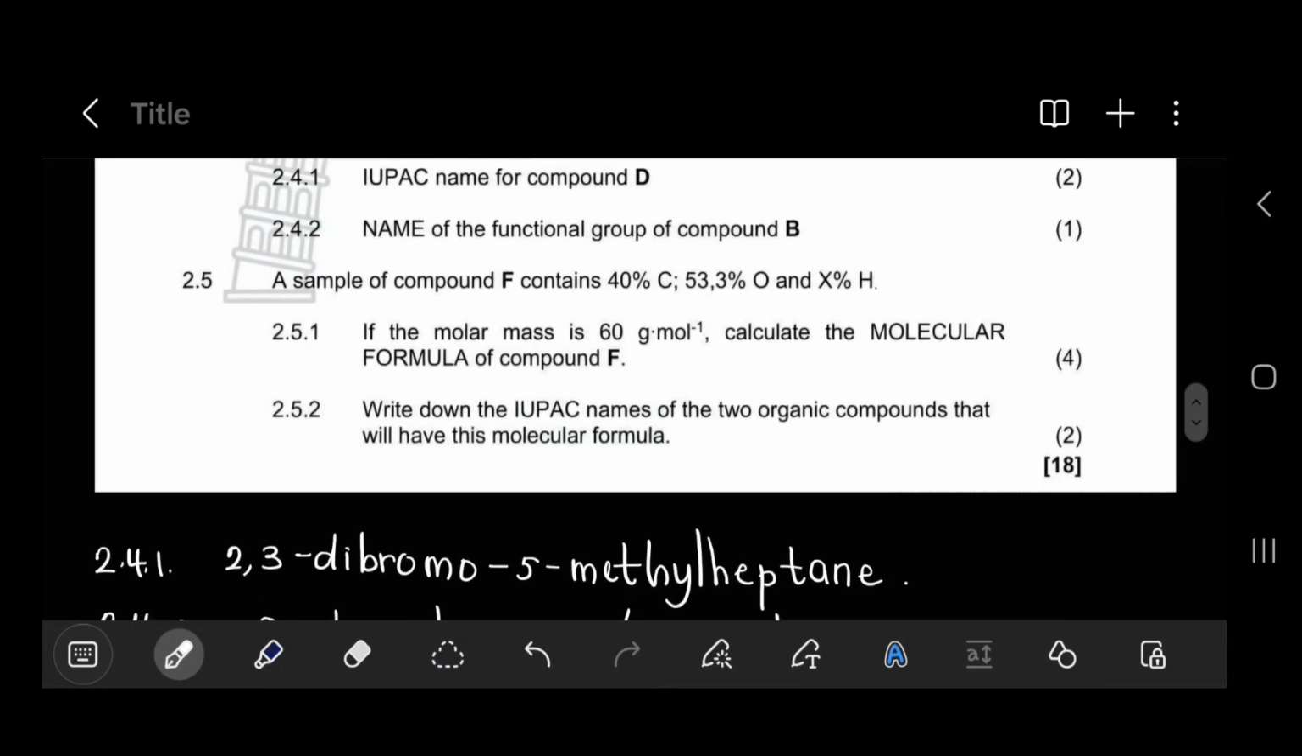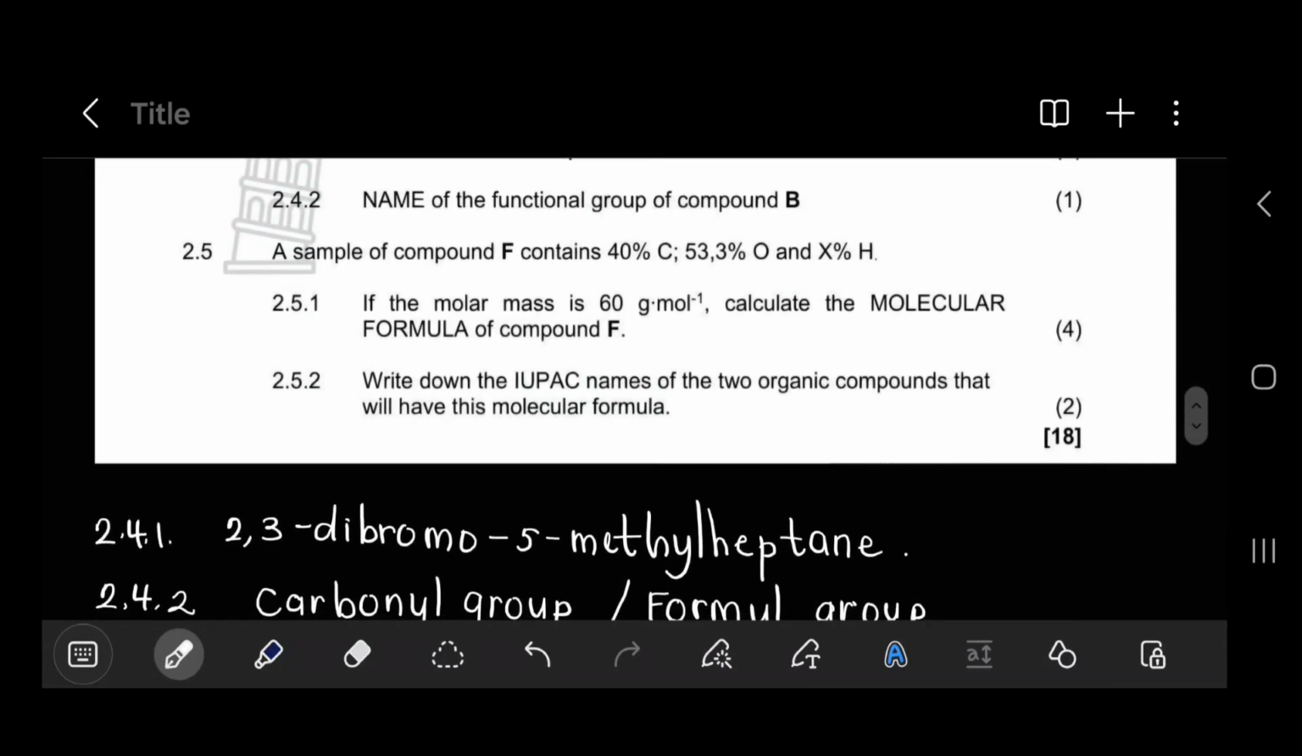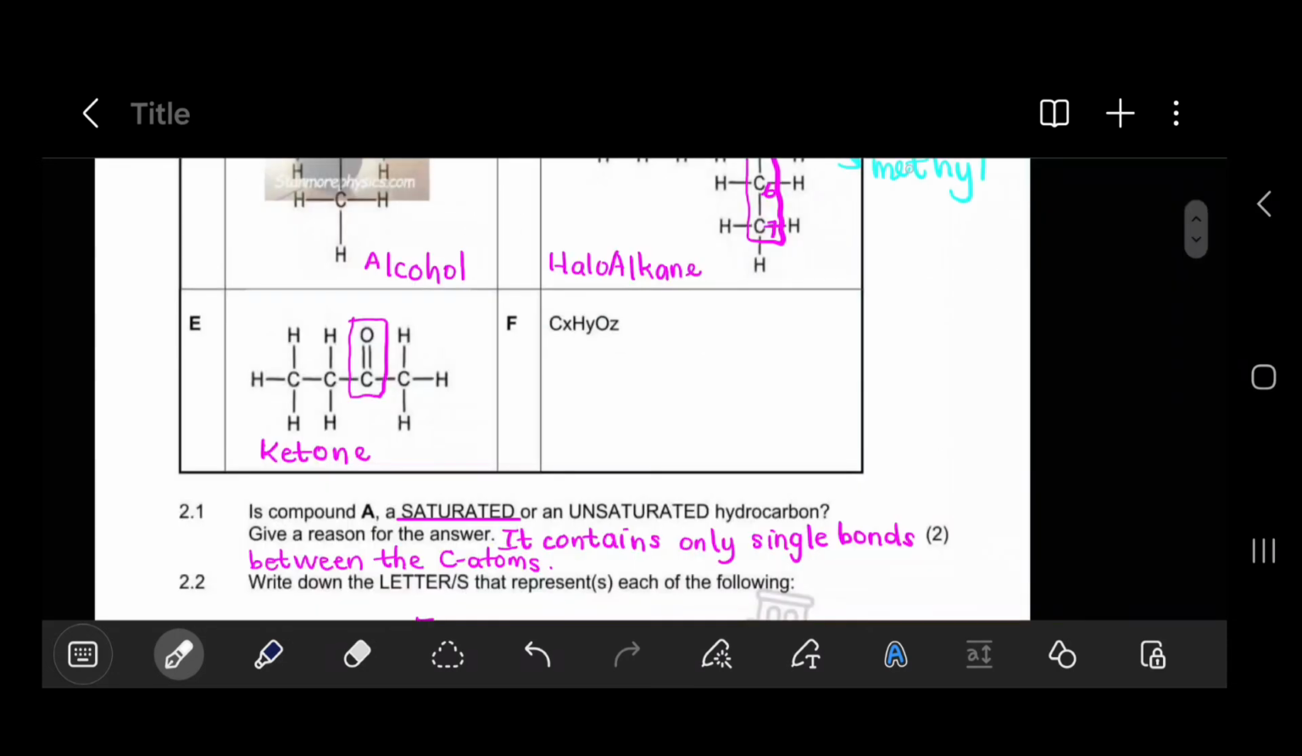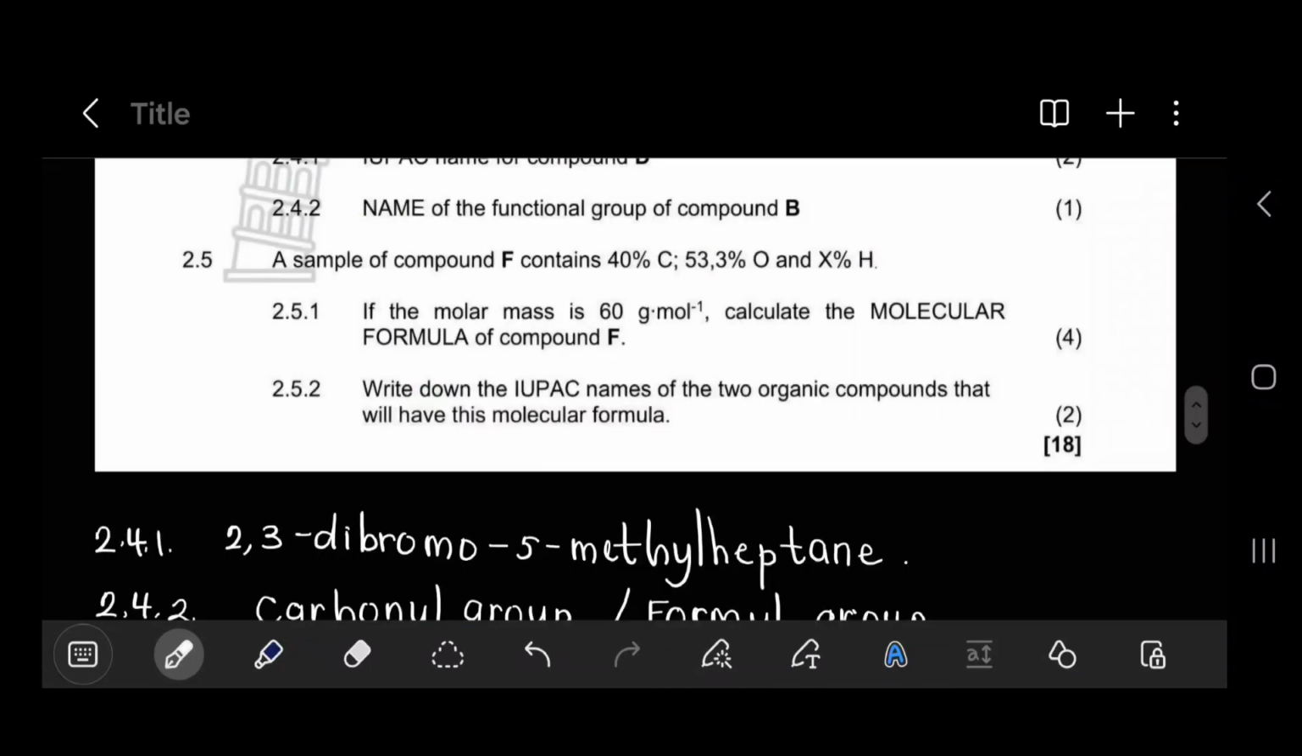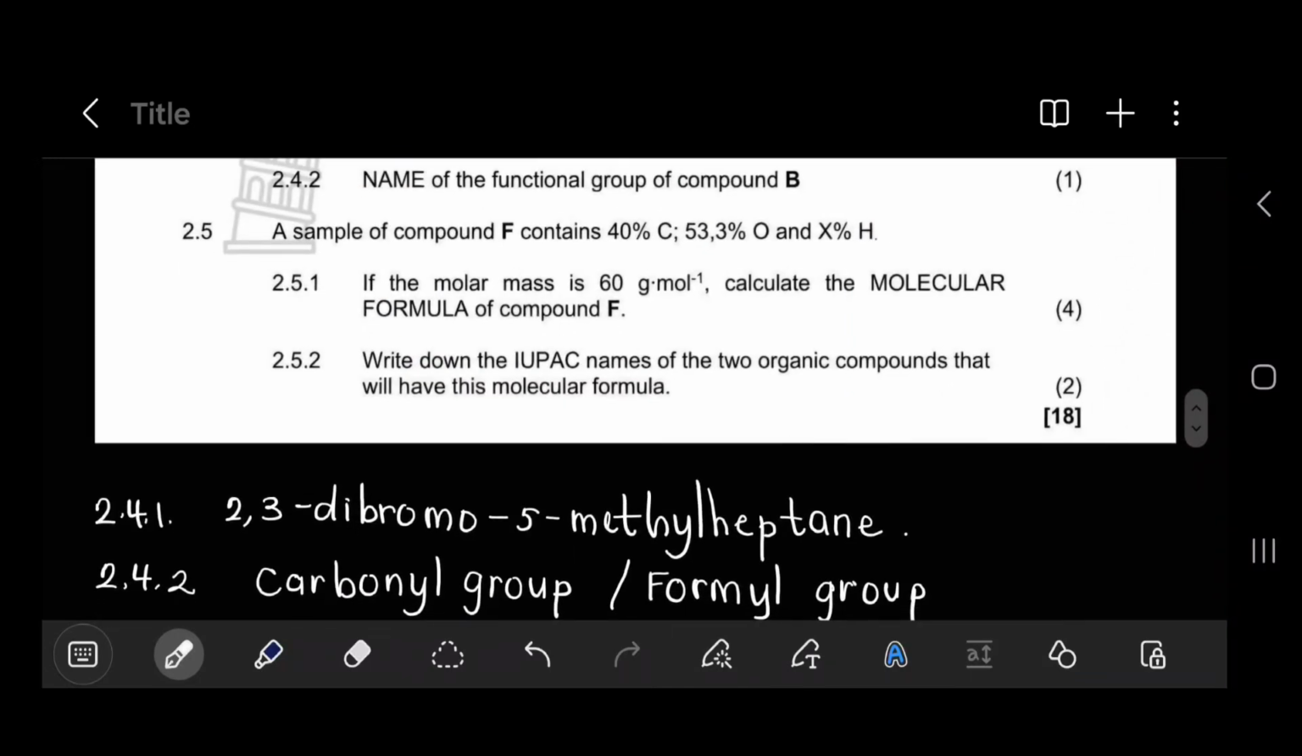And 2.5 says a sample of compound F contains 40% carbon, 53.3% oxygen, and X% hydrogen. Now just to remind you, compound F was given without the subscript, so we had variables CxHyOz. So we kind of see where this is going, right? We're given the percentage composition here. 2.5.1 says, if the molar mass is 60 grams per mole, calculate the molecular formula of compound F.